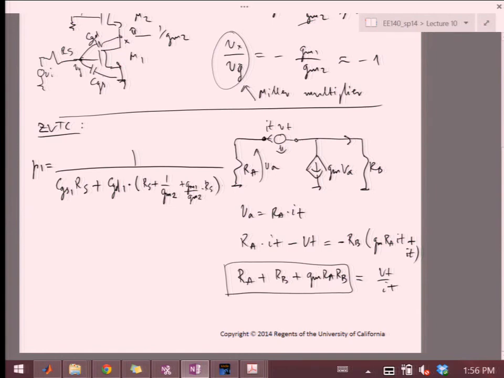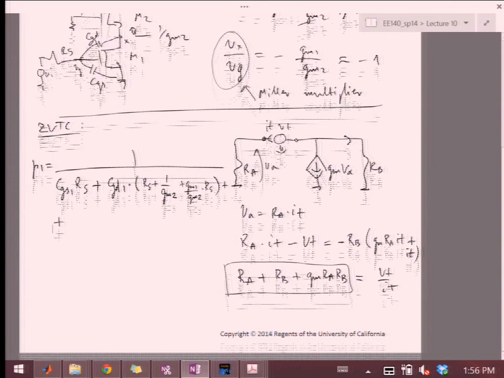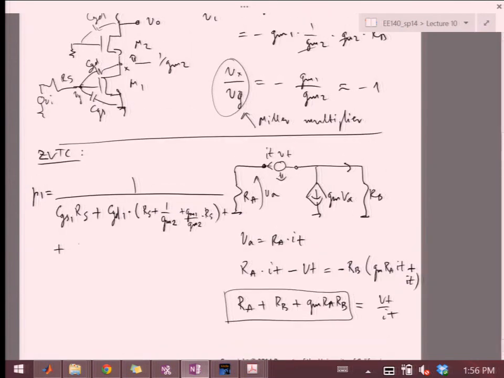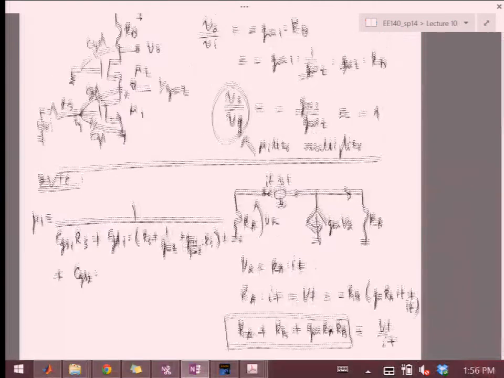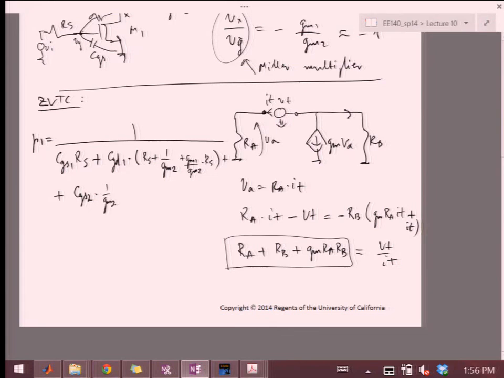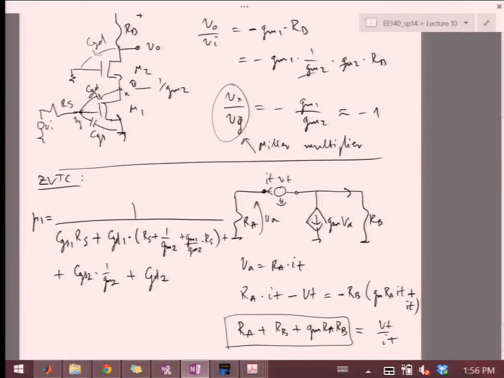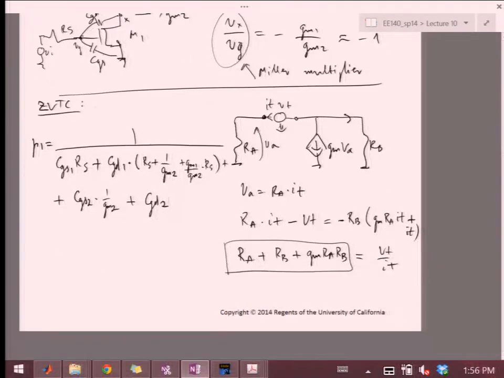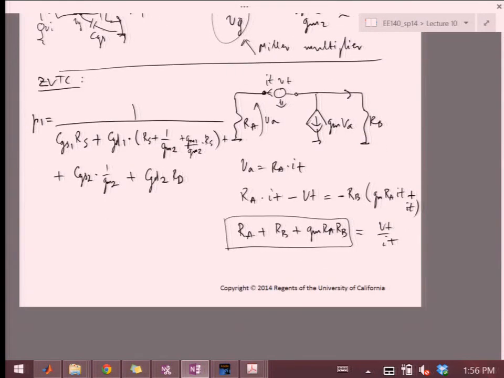And then plus, I'm just going to continue. Then I see CGS2 times, so CGS2 only sees the input impedance of the M2, which is 1 over GM2. And then I have also CGD2 over here, which sees just RD.